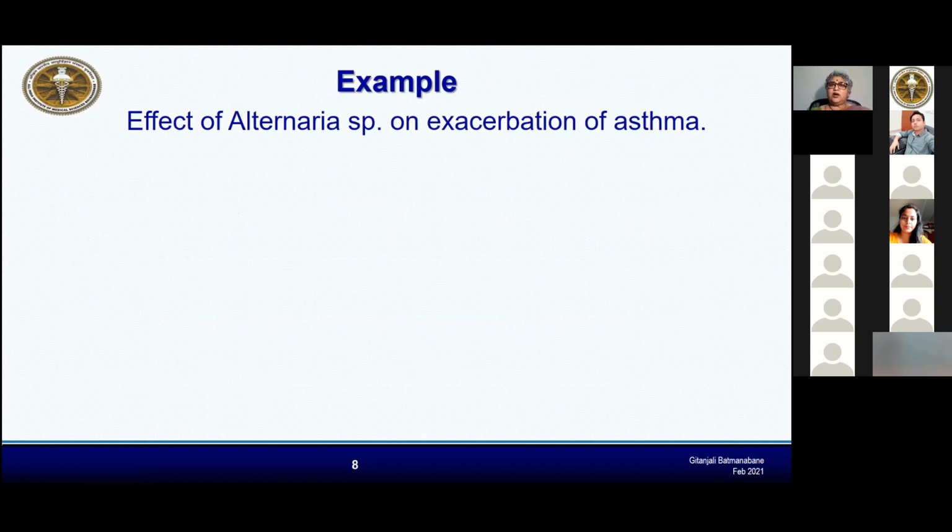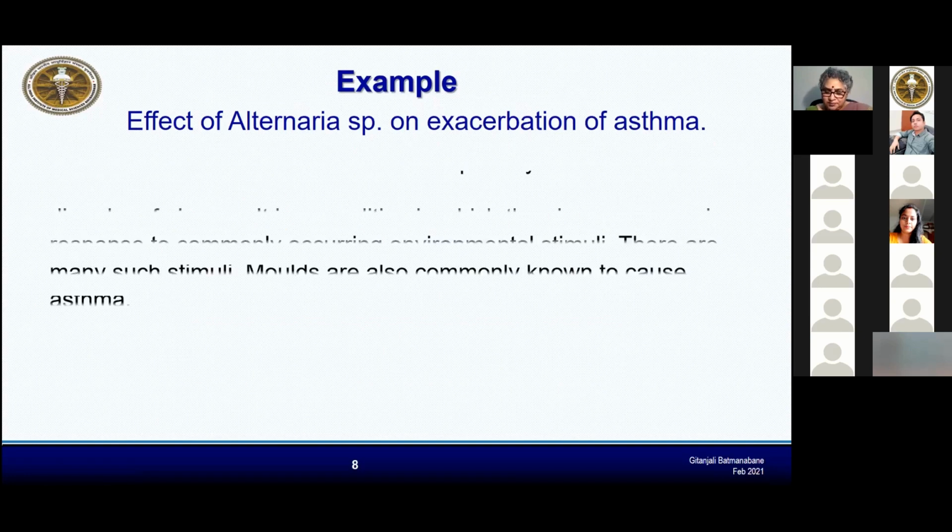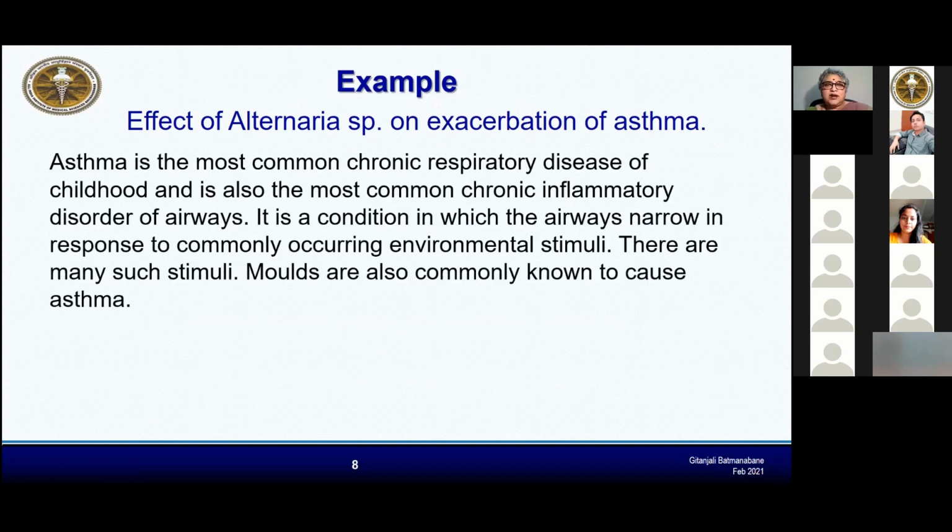Now I'm giving you an example, effect of Alternaria species on exacerbation of asthma. So if you look at this introduction: asthma is the most common chronic respiratory disease of childhood and is also the most common chronic inflammatory disorder of airways. It is a condition in which the airways narrow in response to commonly occurring environmental stimuli. There are many such stimuli. Molds are also commonly known to cause asthma.